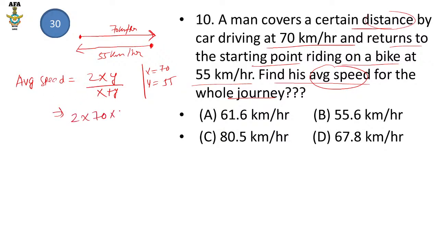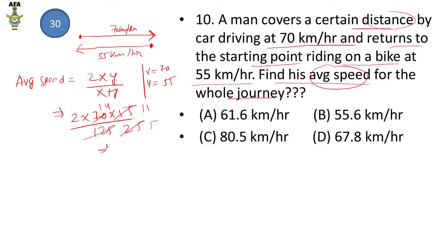So 2 into 70 into 55 by x plus y. It will be 125, since 70 plus 55: 70 plus 30 is 100, and 25 is left over, so 125. Now we cancel the values by 5 only. So 5 elevens, 5 twos are 10, and 5 fives are 25.